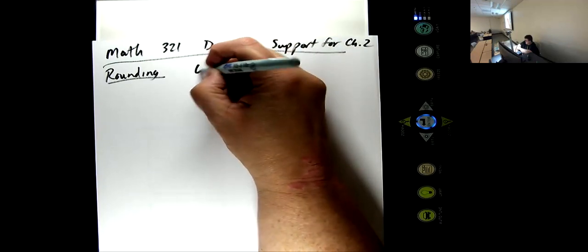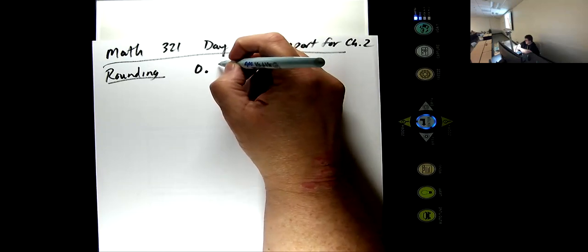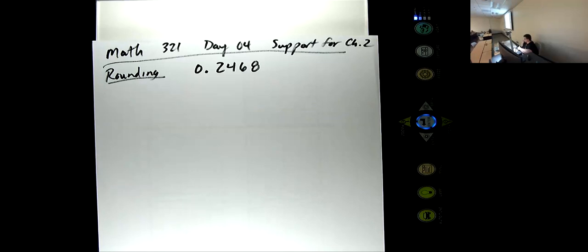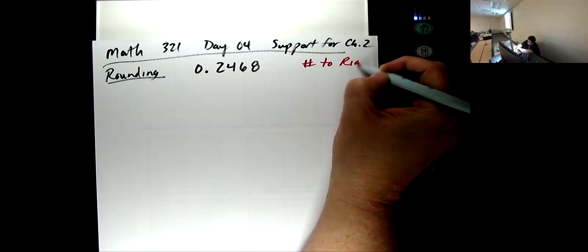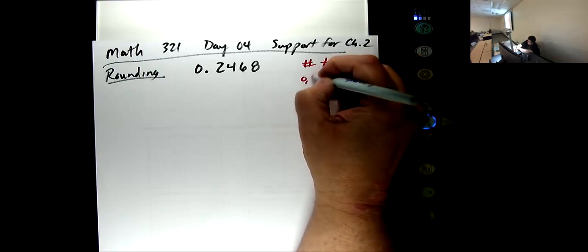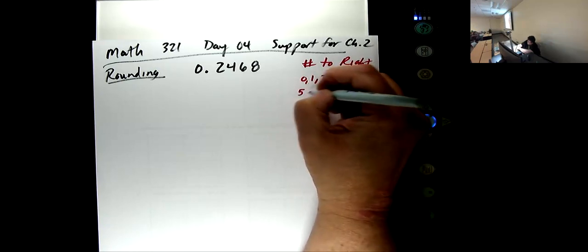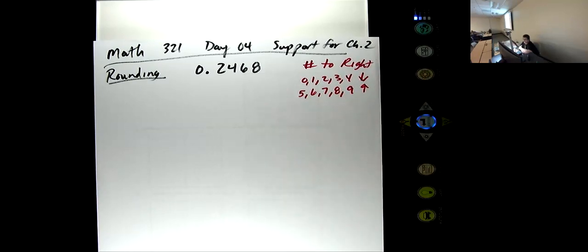Let's say we have the number 0.2468. And recall, whatever the number to the right is, if it's 0, 1, 2, 3, or 4, we round down. And if it's 5, 6, 7, 8, or 9, we round up. So that's a quick refresher.